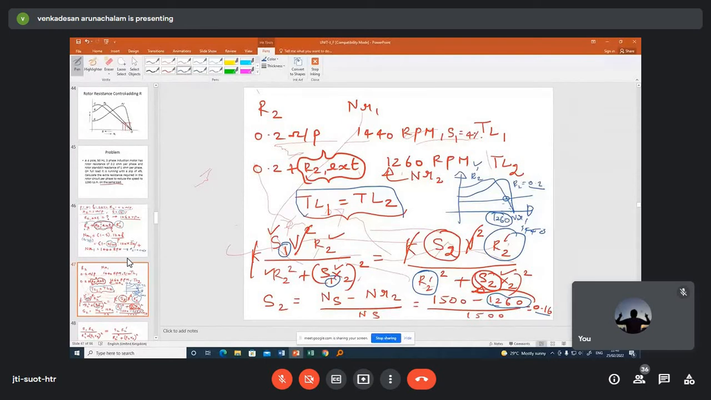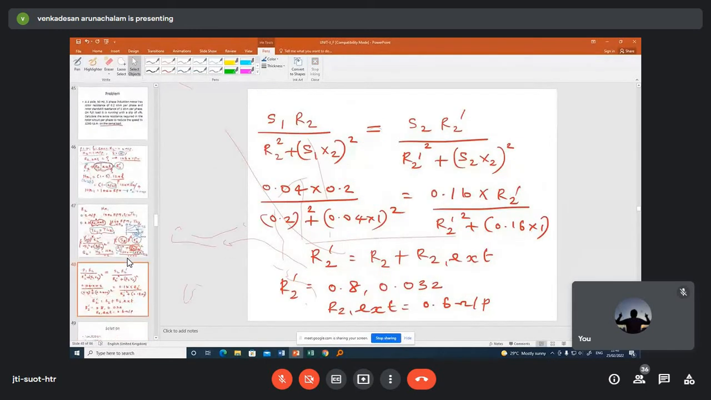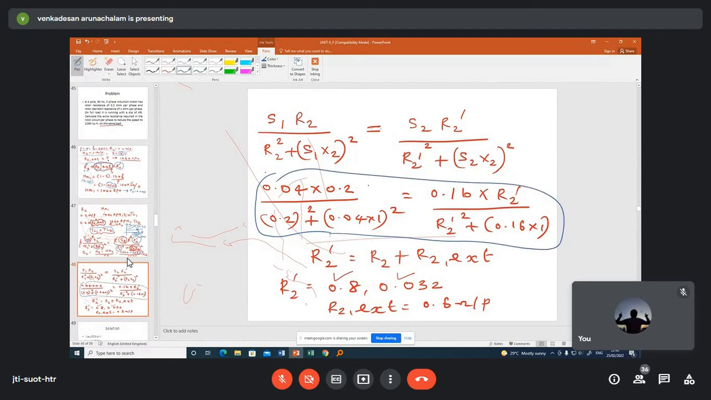So when you solve this equation, you will get R2 dash. It is coming as a quadratic equation. R2 dash is having two values. One is 0.8, another one is 0.032. So you have to solve this equation, and it becomes a quadratic equation because you have the square term.